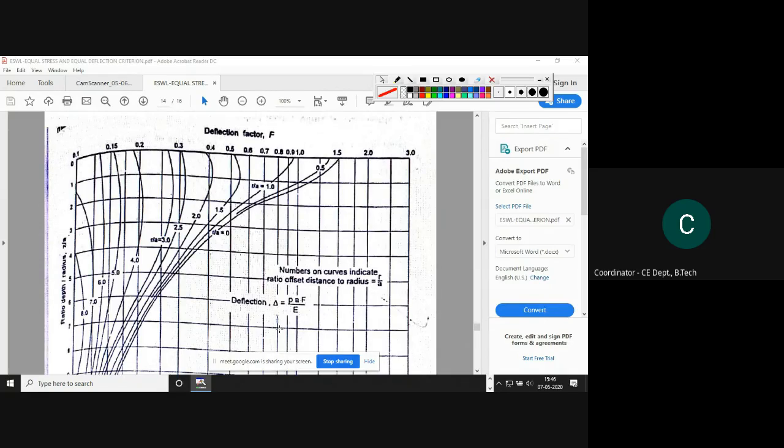Exactly, that only. Sometimes they will give you conditions. They will ask you to find out stress or deflection at a point somewhere below the left wheel. At that time, your R will be 0 in case of the left wheel.